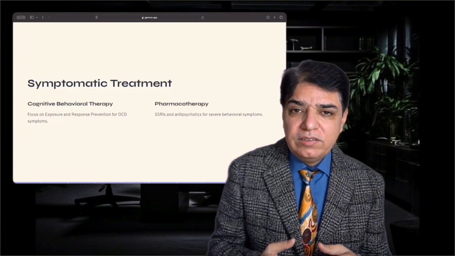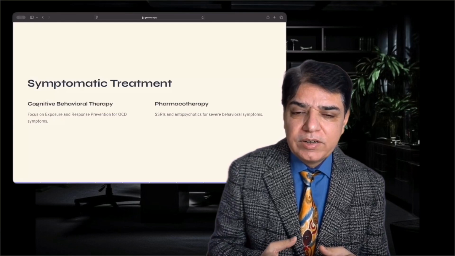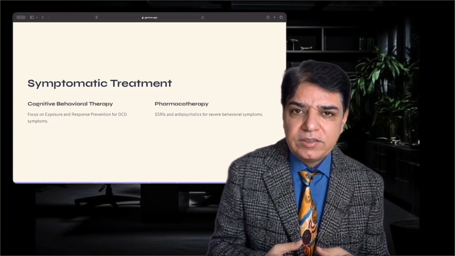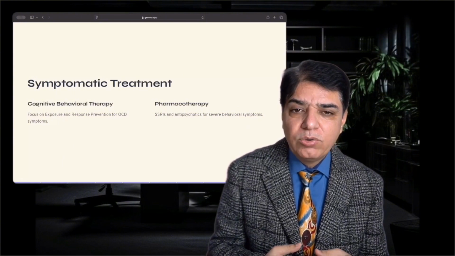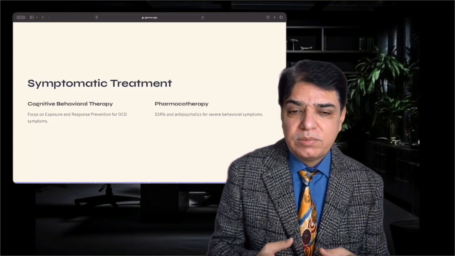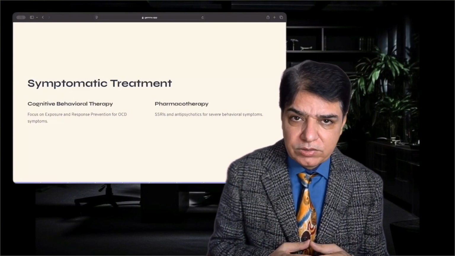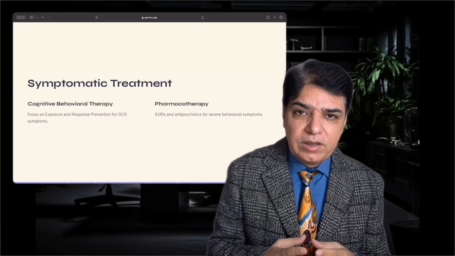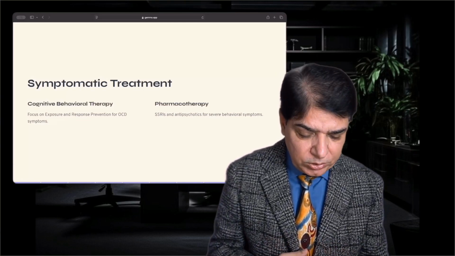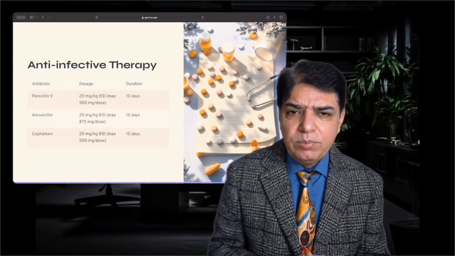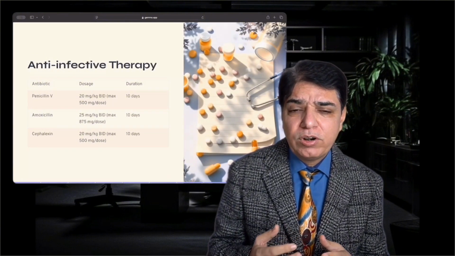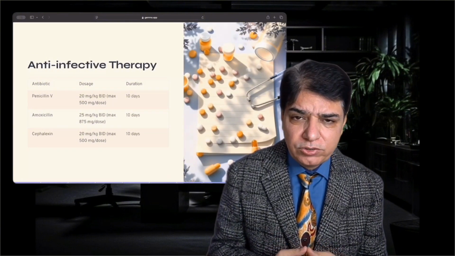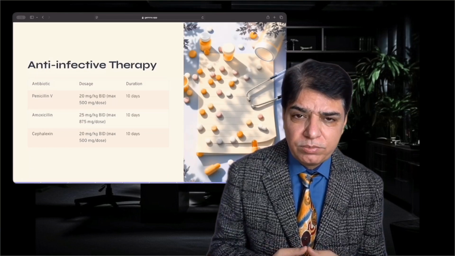So these kids require some cognitive behavioral therapy so that they can understand that there is no basis for their fear, and how they can overcome those fears, which can sometimes help in these types of behaviors. So symptomatic treatment depends on whatever the symptomatology is. Then moving on to anti-infective therapy, especially if there is a temporal association with streptococcal infections. You have to treat the infections if they are not being properly treated.